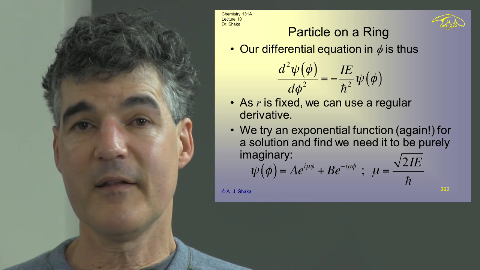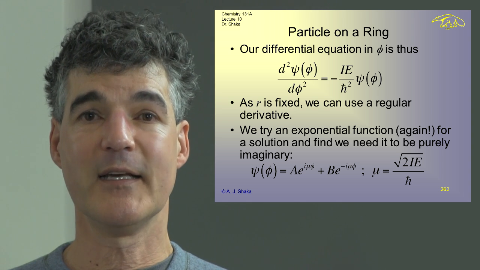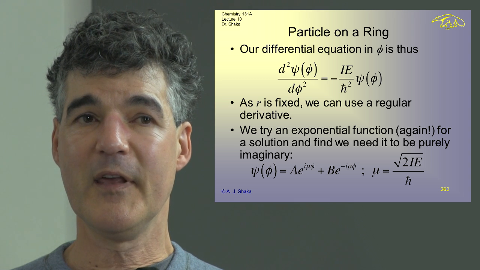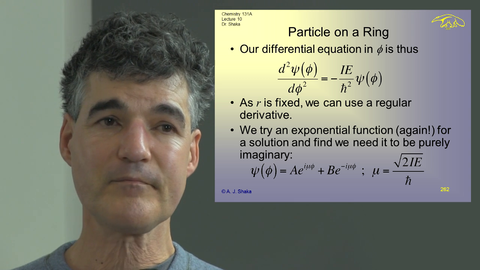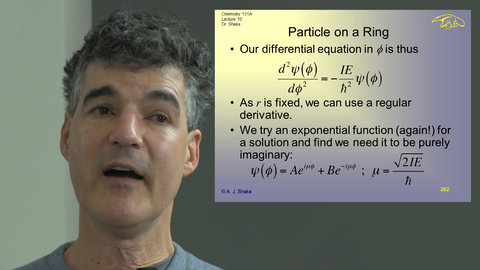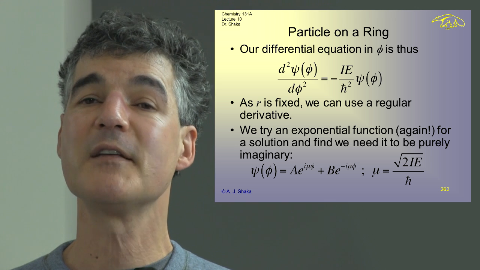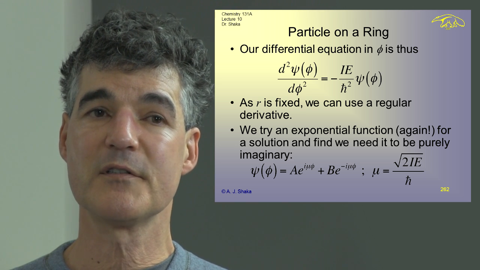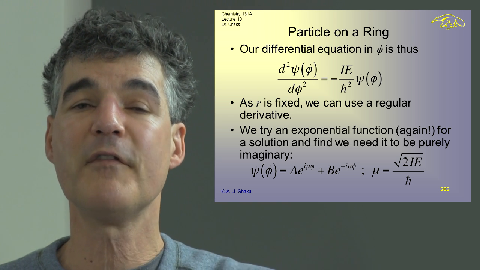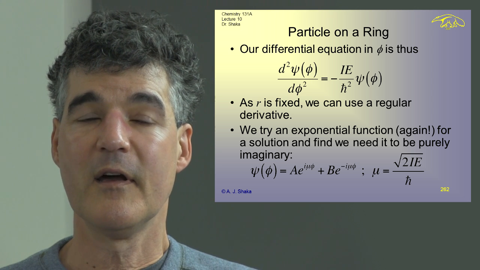And the solution of an equation like that, not surprisingly, is an exponential. So we can write down the solution: it's a e to the i mu phi plus b e to the minus i mu phi. Mu is the square root of 2IE upon h bar. We can verify if we shove that in that we solve the Schrödinger equation, we get the answer.